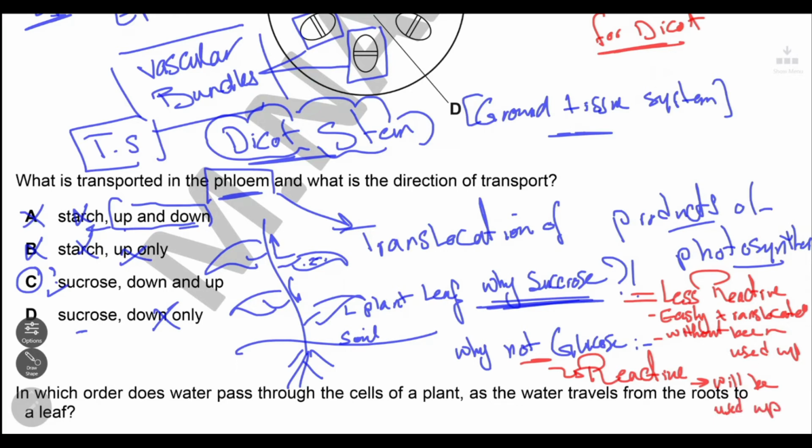So we don't need it to be used up. We need it to be translocated from one place to another in order to allow all of the plants to take equal amounts of the food.